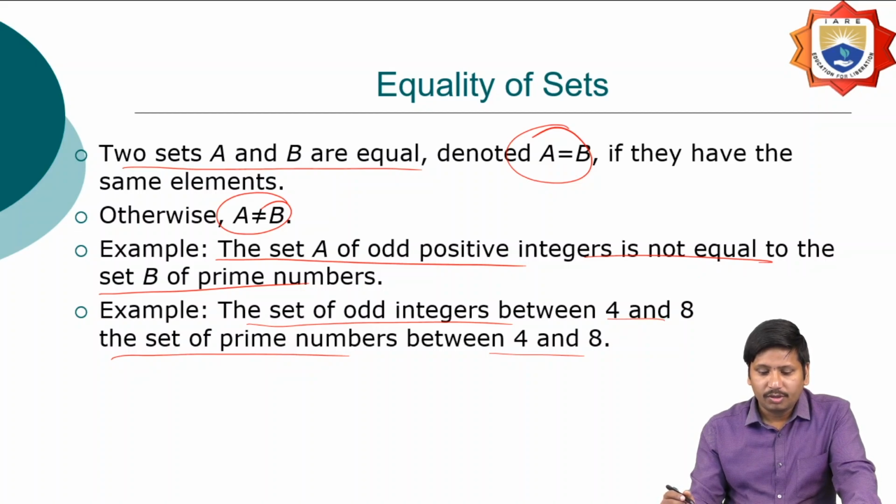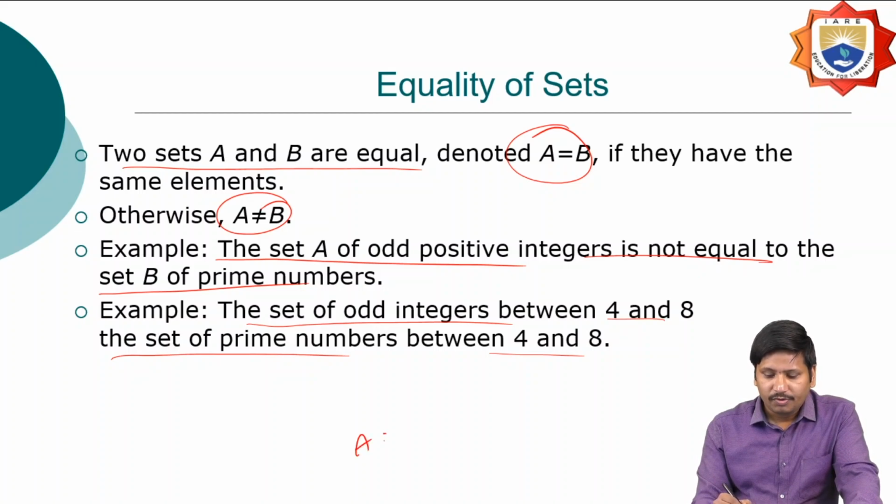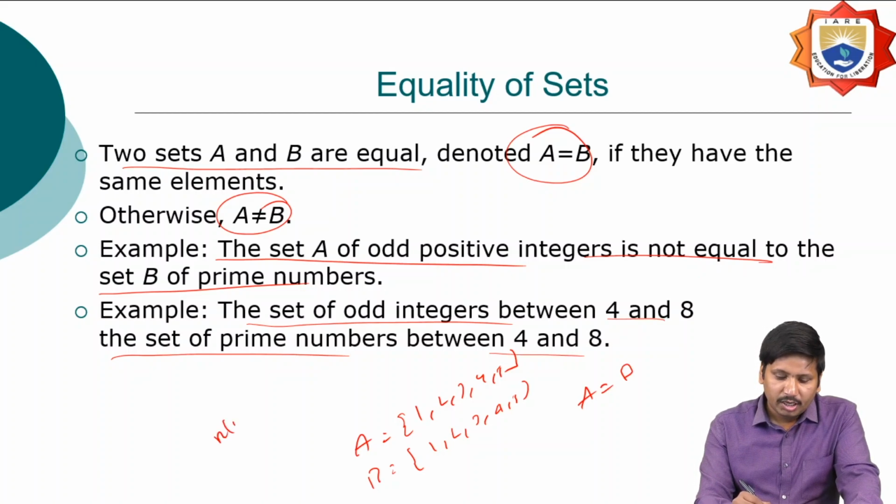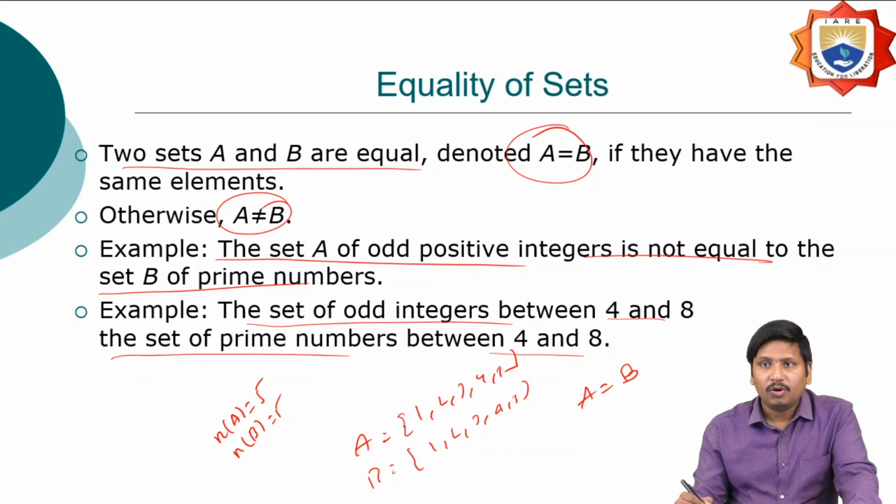Equality of sets. I want to represent it. Suppose A equals {1, 2, 3, 4, 5} and B is also the same, {1, 2, 3, 4, 5}. Then I can call it A equals B. In terms of cardinality also, I can mention the number of elements in set A is 5 and the number of elements in set B is 5. So that way I can also write A equals B.